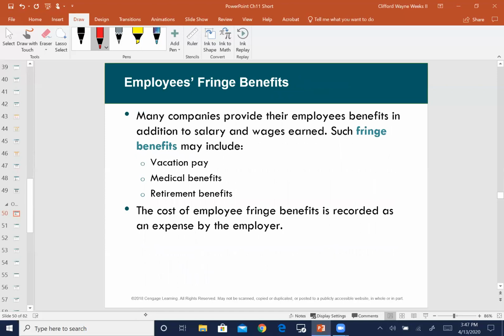All right, we're going to stop there and we'll pick up the third part that deals with employee fringe benefits.